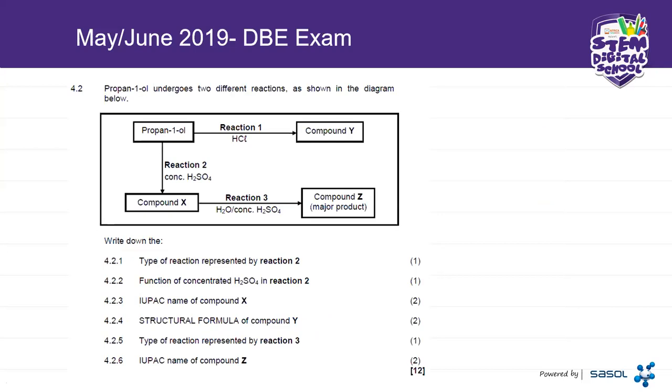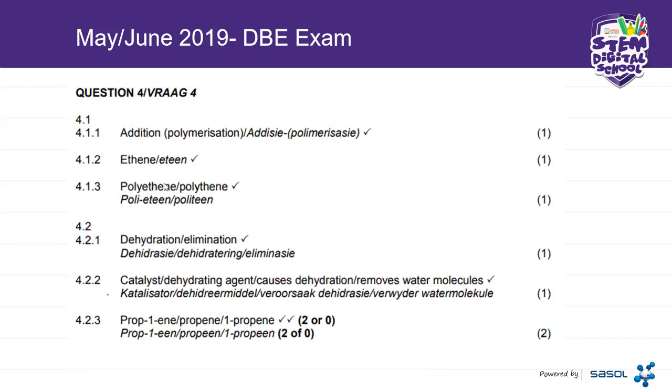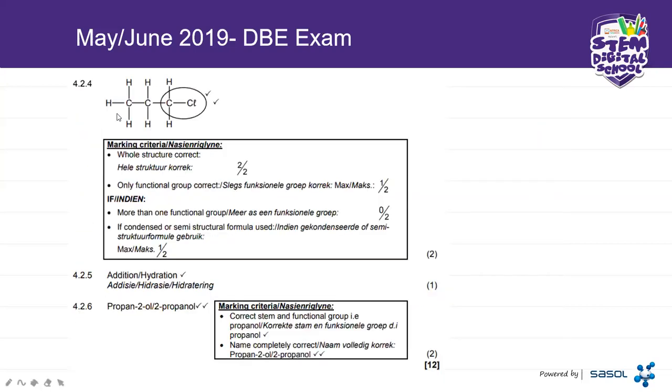Okay, so on 4.2.4 it says the structural formula of compound Y. So there we have our compound Y. They want the structural formula, so let's go and check out our structural formula. So this is what we're going to have. So what does this mean?